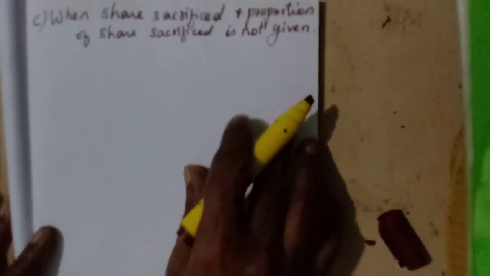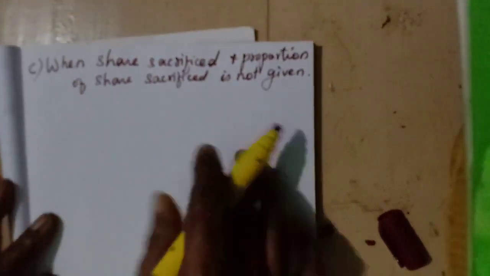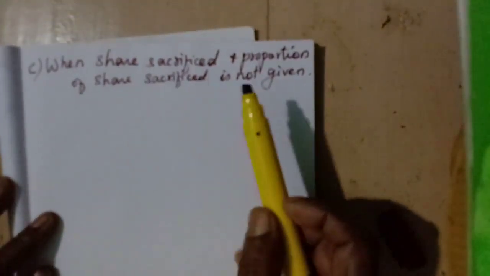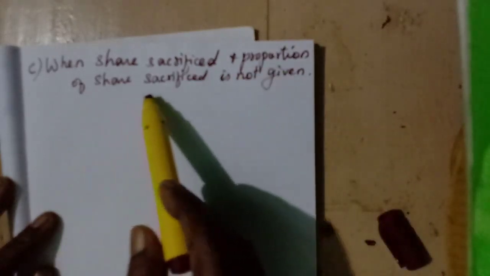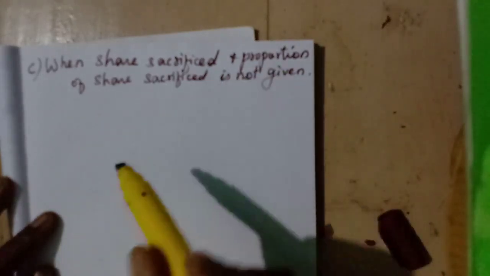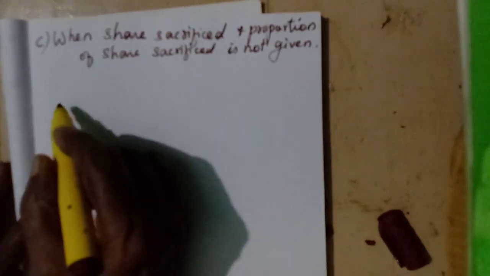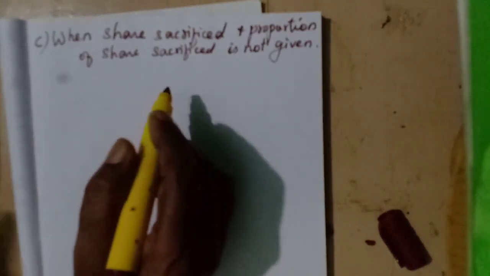Now the last method we are going to learn. Here the share sacrificed is not given, and the proportion of the share sacrificed is also not given. How to calculate the new profit sharing ratio? Both are not given. We have seen the proportion of share sacrificed, 3:2, but that also is not given. Only the new partner's share will be given. Old ratio and new partner's share alone are given. How to calculate the new profit sharing ratio?